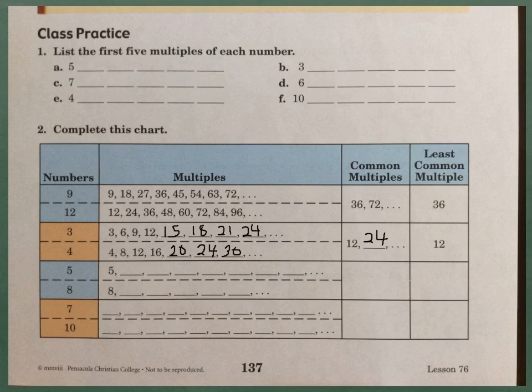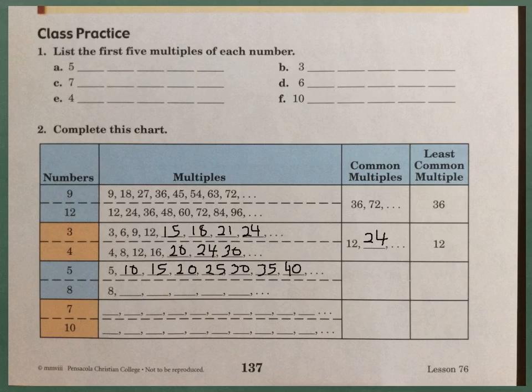Okay, the next one, looks like they've almost left everything up to us. They did the first one for us, 5, 10, 15, 20, 25, 30, 35, and 40. And then they have the dot, dot, dot saying it goes on, 45, 50, 55, but we're going to stop there.